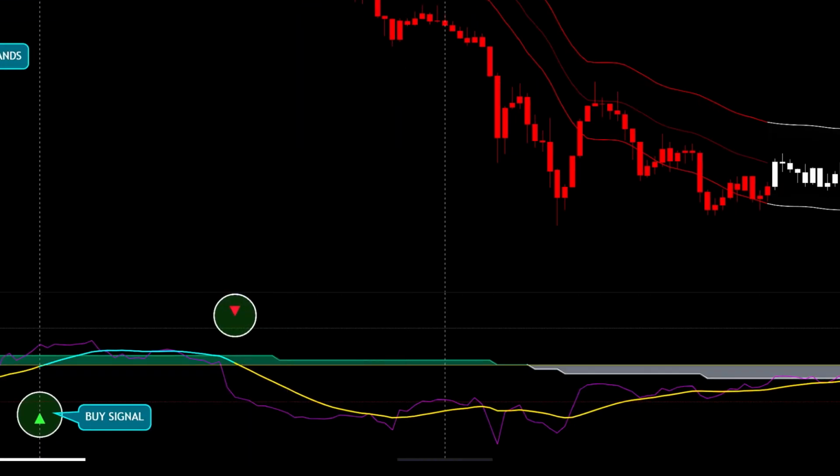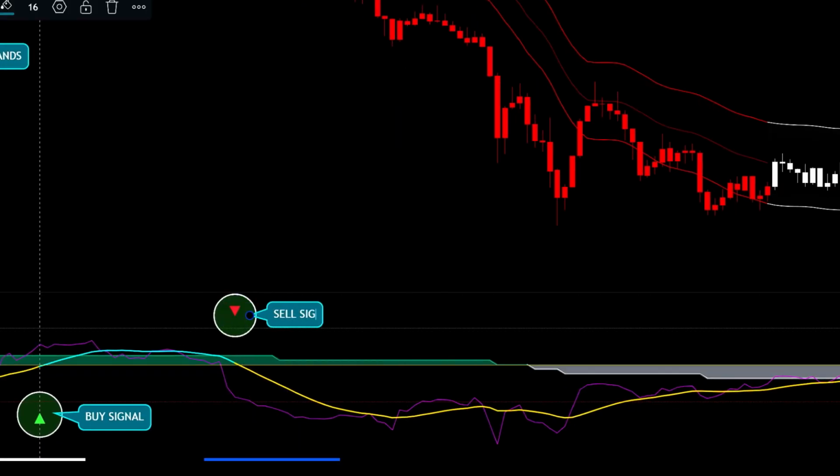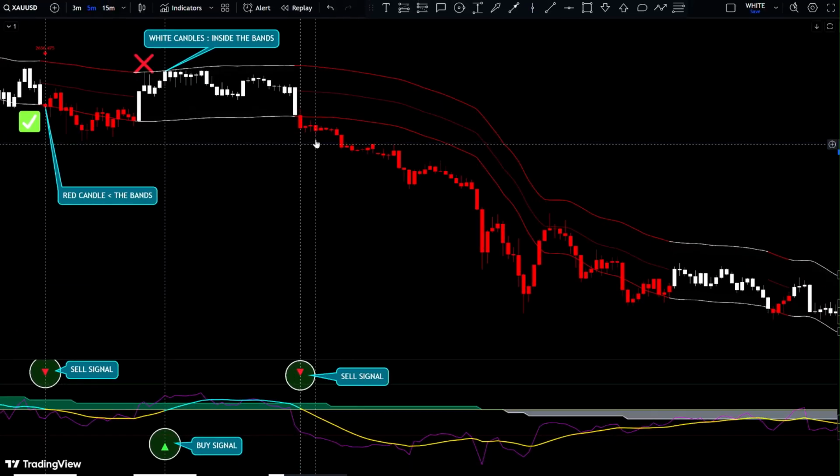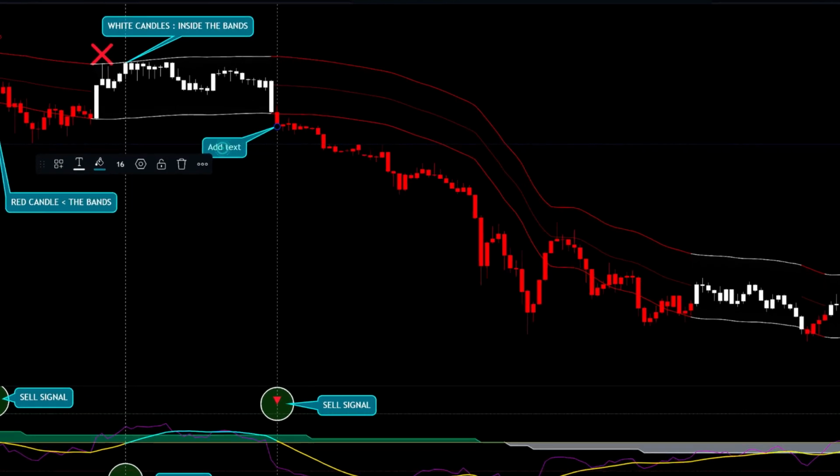Now let's illustrate with another example. Here's another sell signal. Check it out. The candle is red and it closes below the Froma Channel. Perfect. This is a confirmed sell signal, presenting a valid trading opportunity.